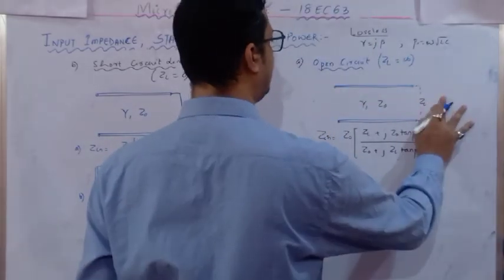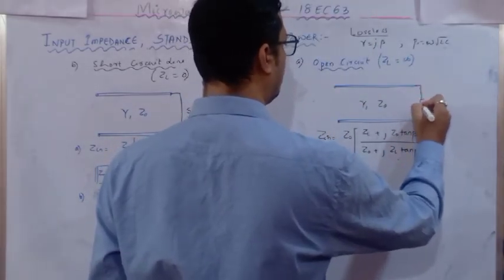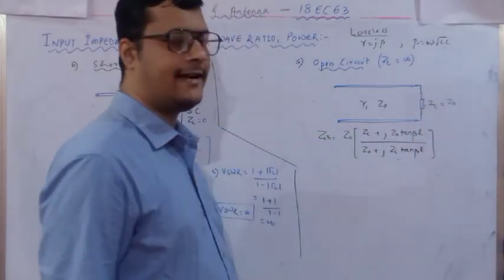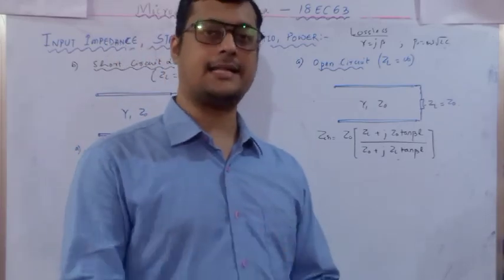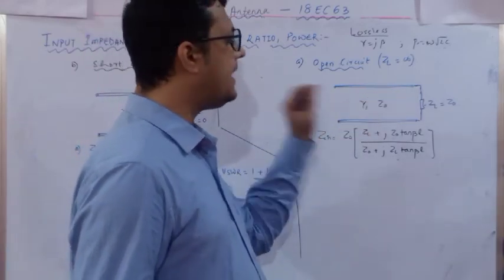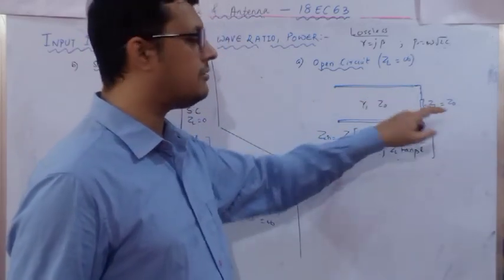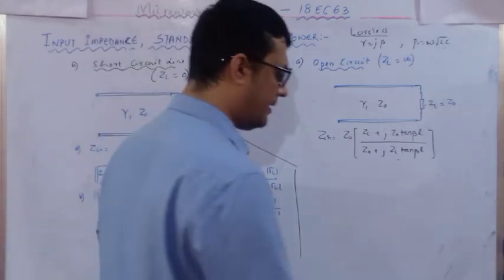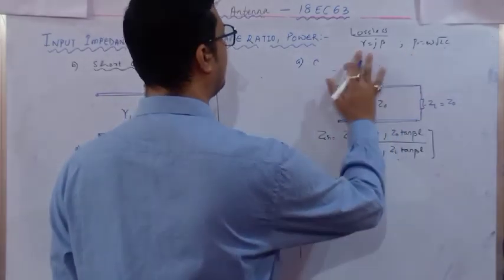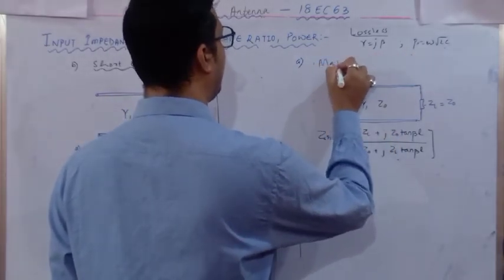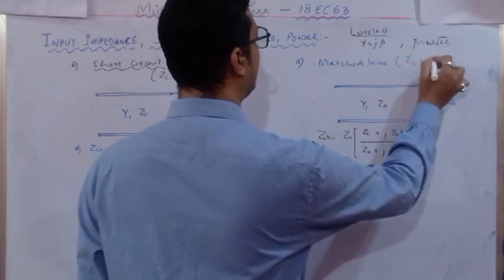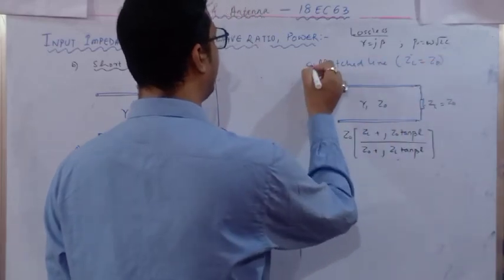So matched line means there will be a load ZL whose value is equal to Z0, and this is the case when maximum power is delivered. When the transmission line characteristic impedance is equal to the load impedance, then only the maximum power is delivered. So for this case it is a matched line, that is ZL is equal to Z0. So this is my last line.